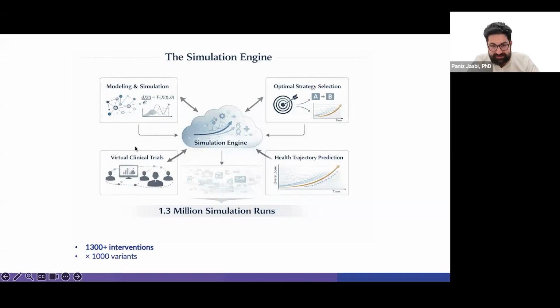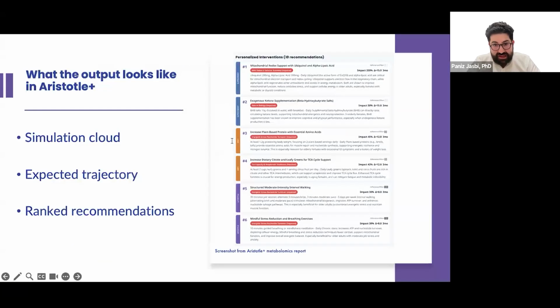Humans cannot do that. Even expert clinicians are limited by time, cognitive load, and the tendency to overweight the most familiar patterns. Large-scale simulation does not replace clinical judgment, but it can systematically explore a decision space that is otherwise impossible to traverse manually, and it can produce plans that are more consistent, more testable, and less dependent on ad hoc inference. What comes out is not a single guess.